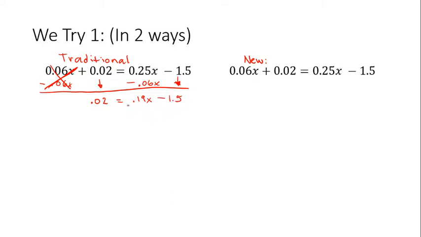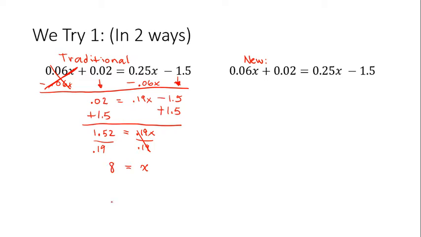Then I just want to get all of the x's together and I want to get rid of everything else. So I'm going to add 1.5 to each side. And that's going to give me 0.19x on the right side and 1.52 on the left side. Finally, I can divide both sides by 0.19. That's going to cancel, and I will get x is equal to 8.